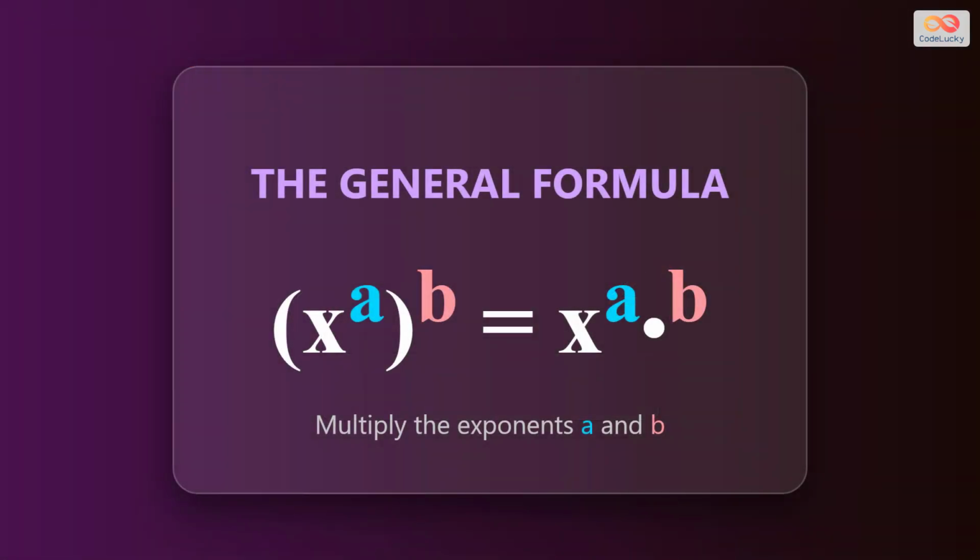This leads us to the general formula. x to the power of a, raised to the power of b, equals x to the power of a times b. You just multiply the inside exponent by the outside exponent.